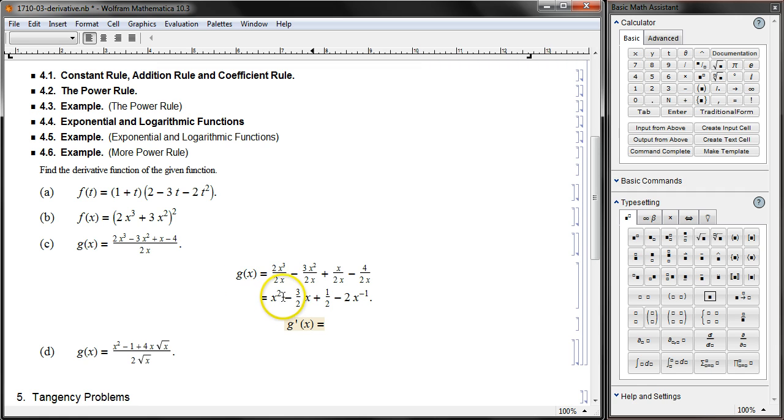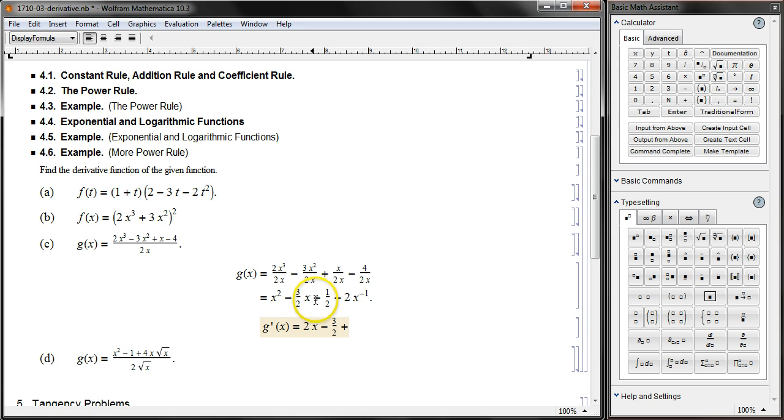Now take the derivative. Derivative of this is 2x, subtract 1 from the power, first power. I don't need that. And the derivative of this, negative 3/2 x to the 0 power, so I don't need it. Derivative of a constant, so that's 0. I don't really need it, but I wrote it anyway. And finally, multiply, we get plus 2x to the negative second power, and that is the derivative function.